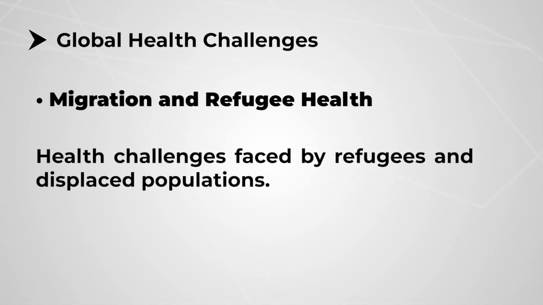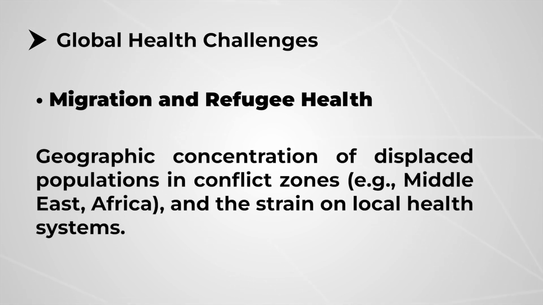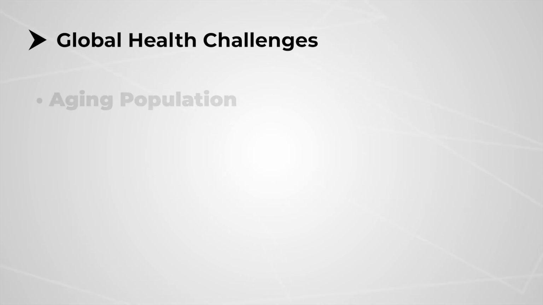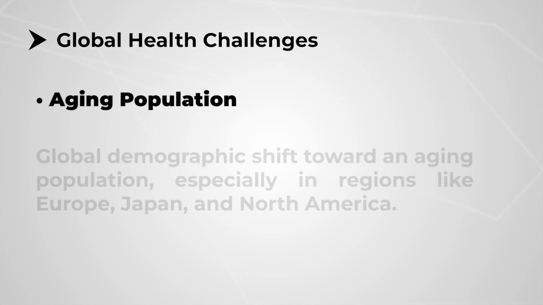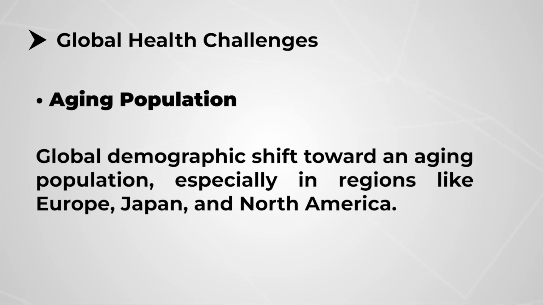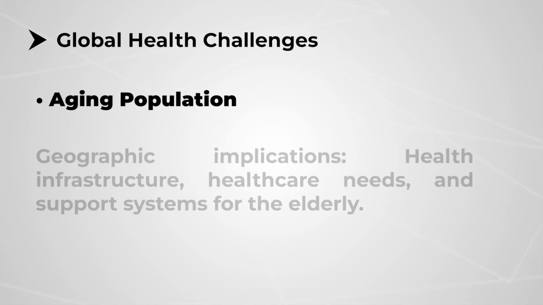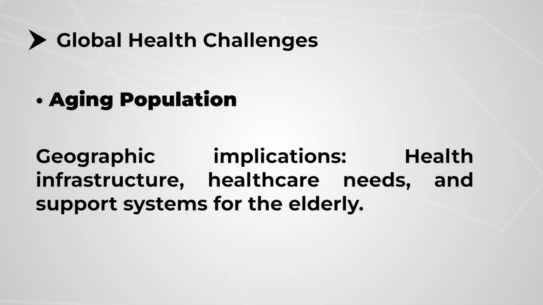For example, the health challenges faced by refugees and displaced populations, in the geographical concentrations of different displaced populations in conflict zones, for example, the Middle East and Africa. We still have problems in the war zones and also strain on the local health systems. Another very important factor is aging populations: global demographic shifts towards an aging population, especially in regions like Europe, Japan and North America. There are geographical implications for aging, like health infrastructure, healthcare needs and support systems for the elderly, which should be taken care of.